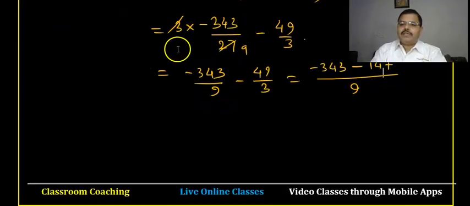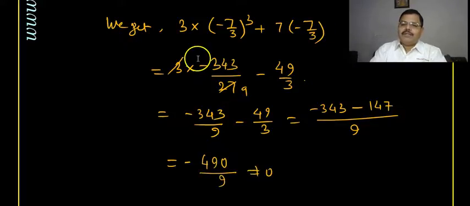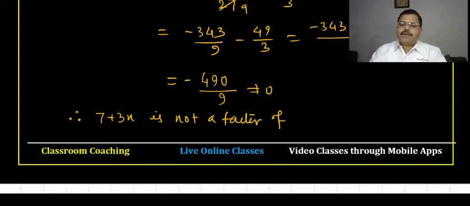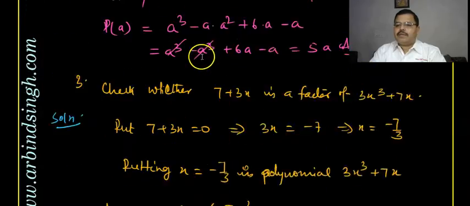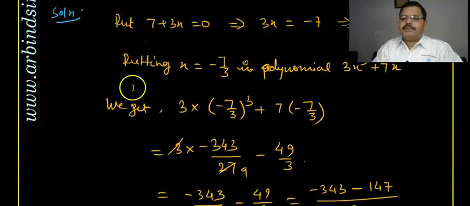And of course this won't be equal to 0 because there are two negative terms now. So that will be 490 upon 9, which is not equal to 0. And therefore 7 plus 3x is not a factor of the polynomial. What was the polynomial? 3x cube plus 7x. I hope you got it. That is the answer. Okay, so this exercise is completed.